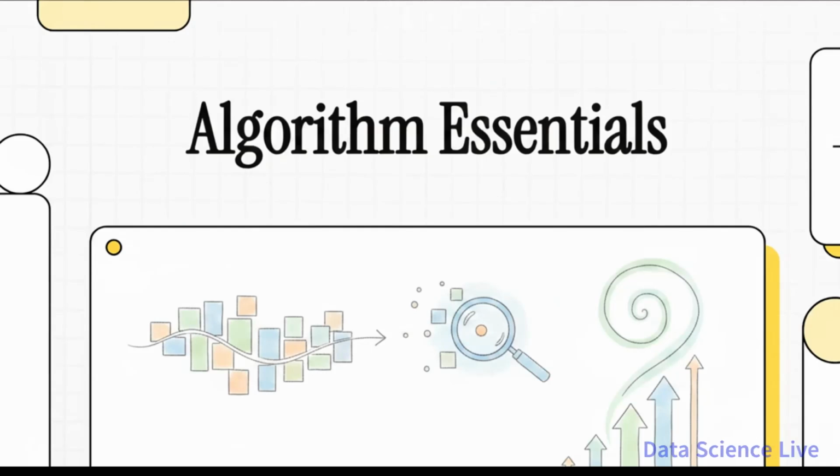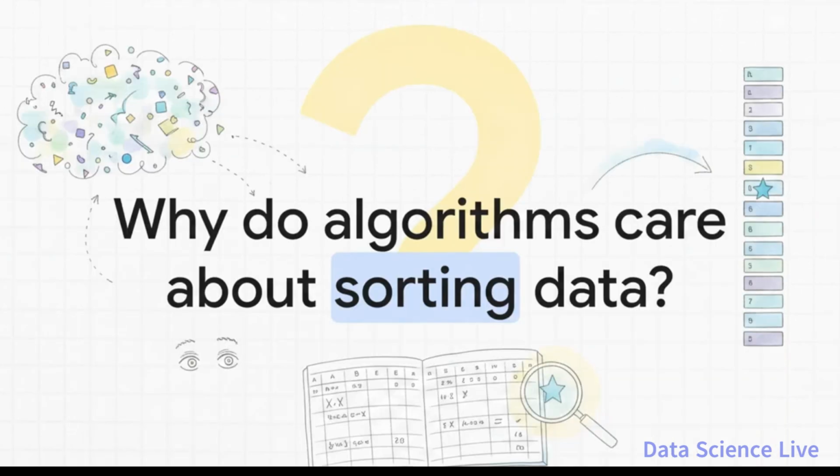Sorting, searching, and scaling, these are the foundational operations of modern computing. They are the underlying mechanics that dictate whether a software application runs instantly or grinds to a complete halt. So, why do algorithms care so much about sorting data first? It comes down to efficiency.